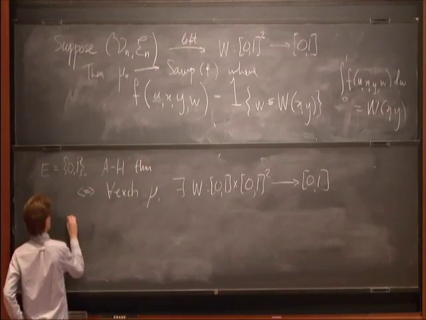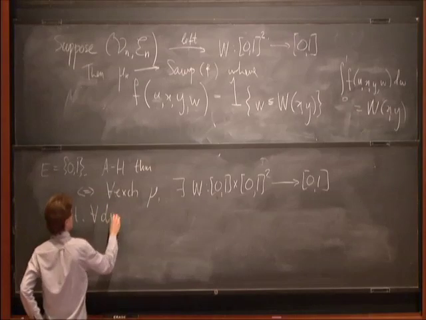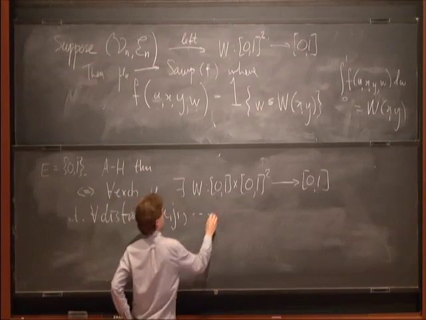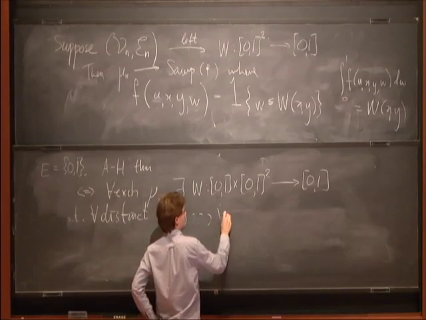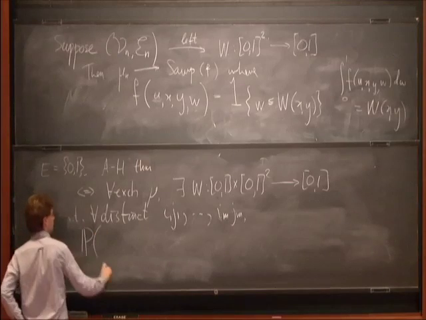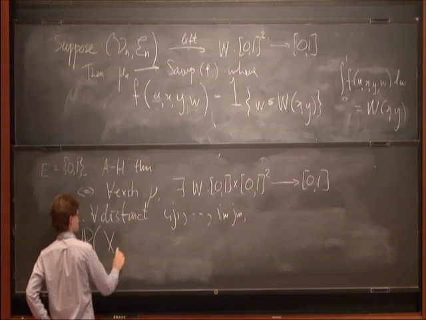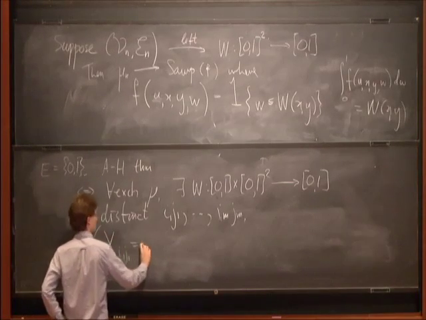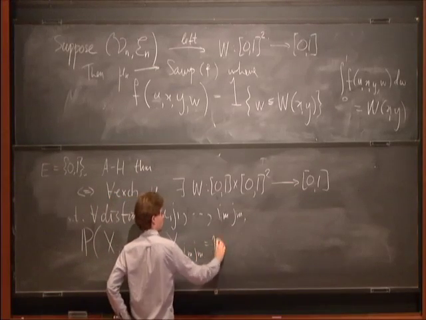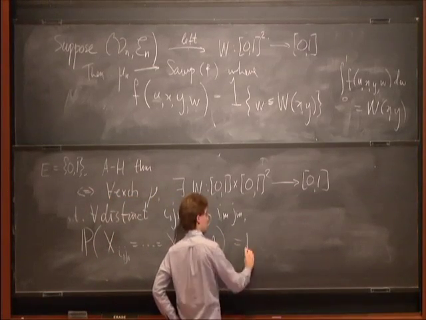So there is a W such that for any distinct edges I1, J1 up to IM, JM, the probability that the array takes the value 1 at all these locations equals the following.